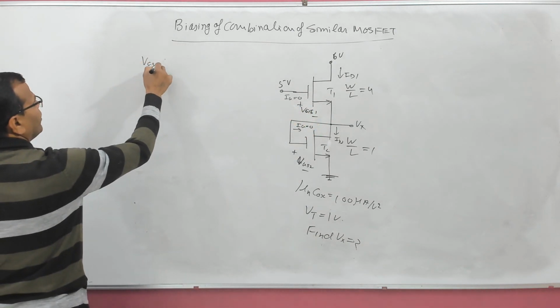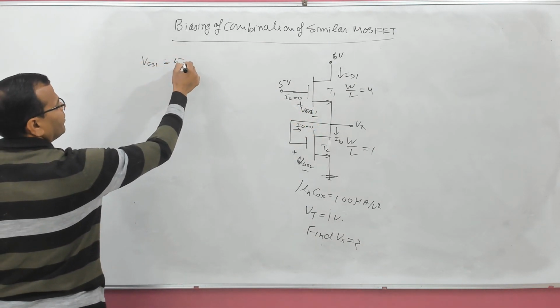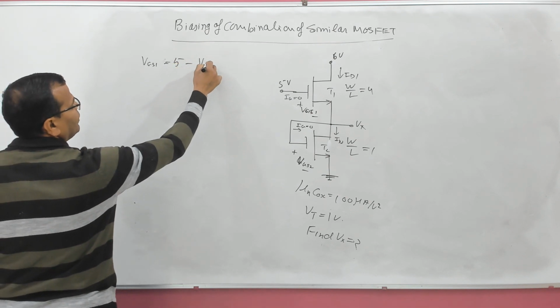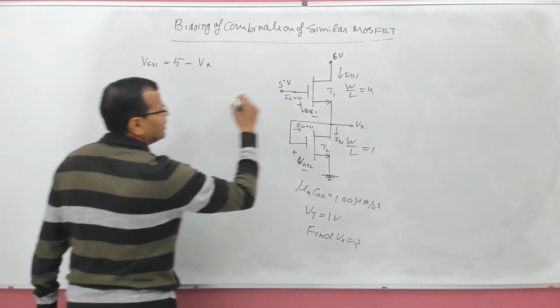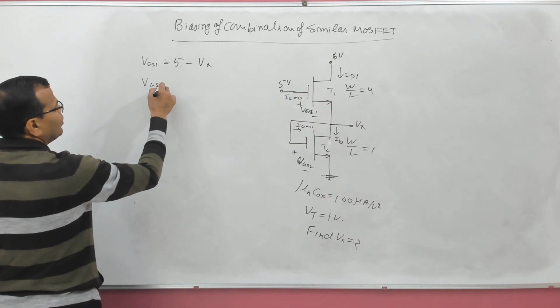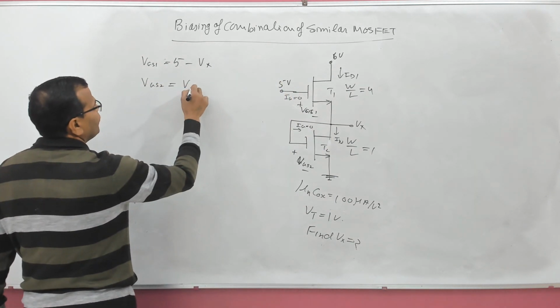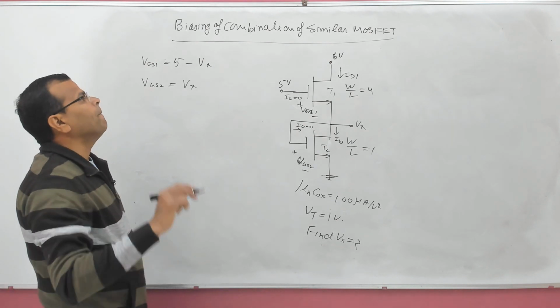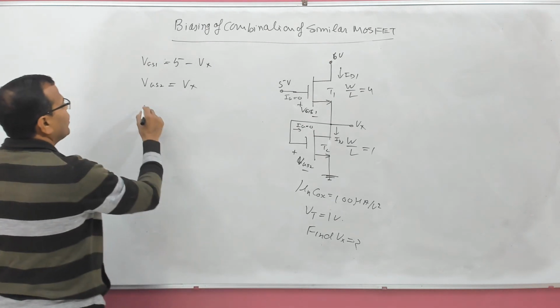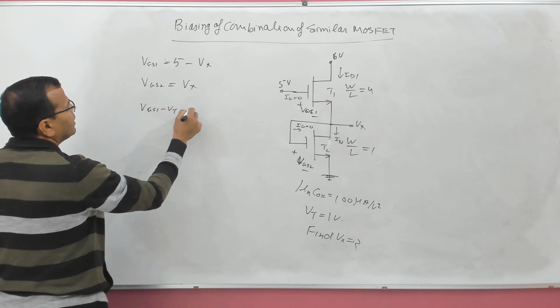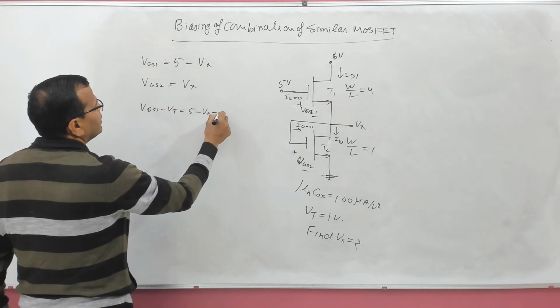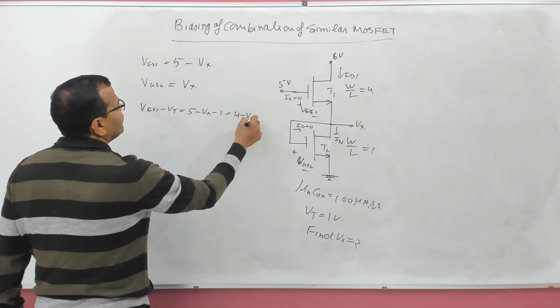VGS1 is equal to 5 minus Vx. What is VGS2? That is simply Vx. See it carefully again. What is VGS1 minus Vt? That is 5 minus Vx minus 1, that is 4 minus Vx.